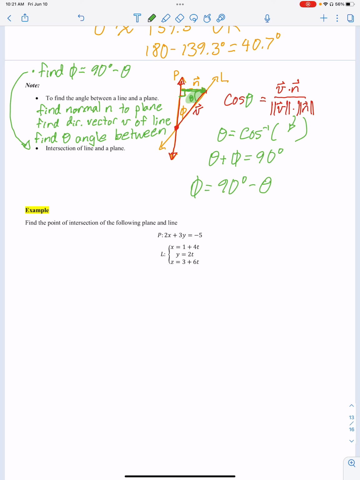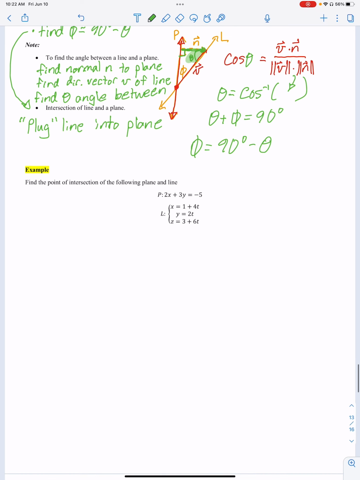Intersection of a line and a plane, how we find those is we plug the line into the plane. Let's take a look at this example so I can show what I mean. It says find the point of intersection of the following plane and line. I have the plane up top, I have the line. Notice that there are variables here for the plane, usually x, y, and z. We only have an x. So what I'm going to do is take that x, and I'm going to plug in its definition from the line: 1 plus 4t plus 3, and I do the same thing for y, equals negative 5.